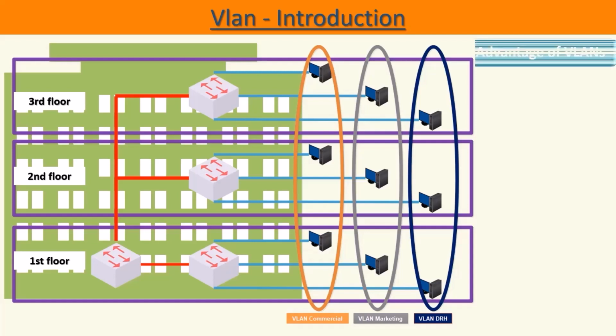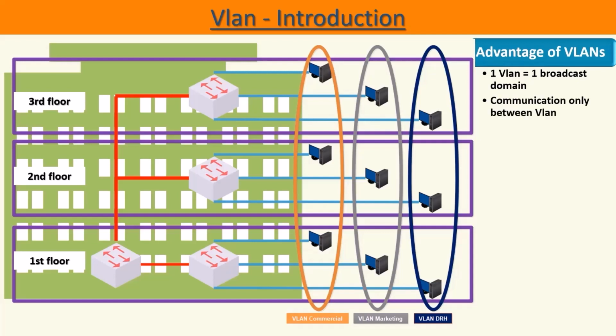Now let's look at 3 advantages that can be had by using VLAN. A VLAN is a unique broadcast domain, which means that if a user in the VLAN of the marketing department sends a broadcast, then only users of that same VLAN will receive it. The second advantage is that users can only communicate with those of the same VLAN. And the last advantage is that users don't necessarily have to be physically grouped on the same switch.